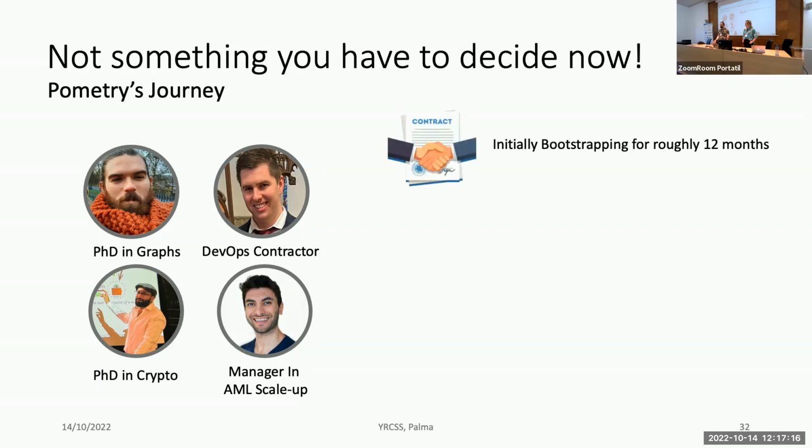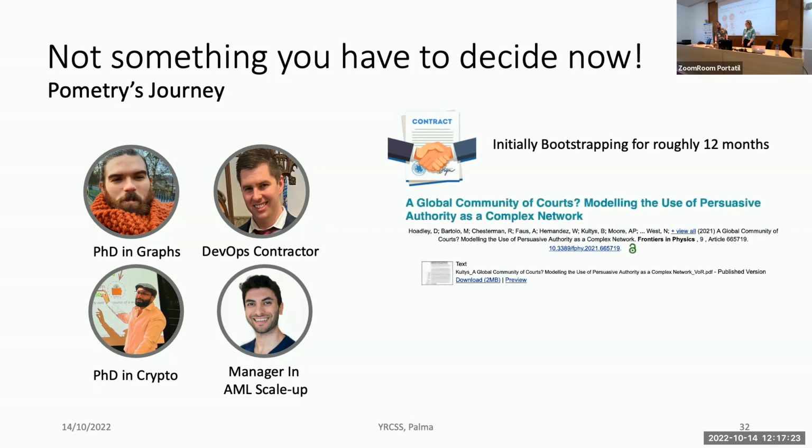We initially did some bootstrapping, so we spent about 12 months working on contracts, which was good because I was finishing off my PhD at the same time. And as part of this, we actually got a contract to work with a legal firm that had 400 years of legal data that they wanted to build into a big citation network and then do some graph analysis on, which we ended up publishing a paper from. So we somehow managed to find both of the things working side by side, which is the best case scenario.